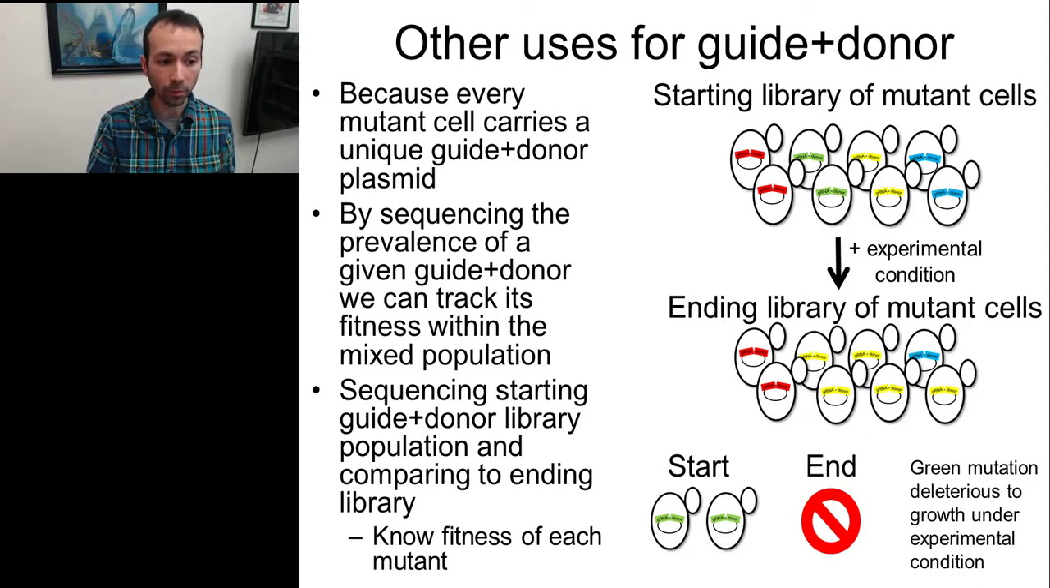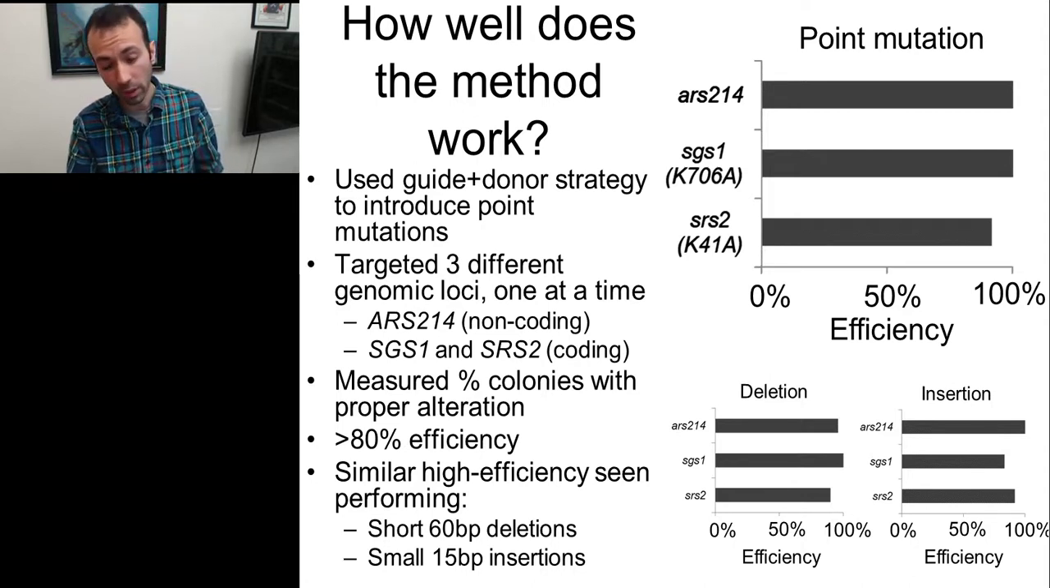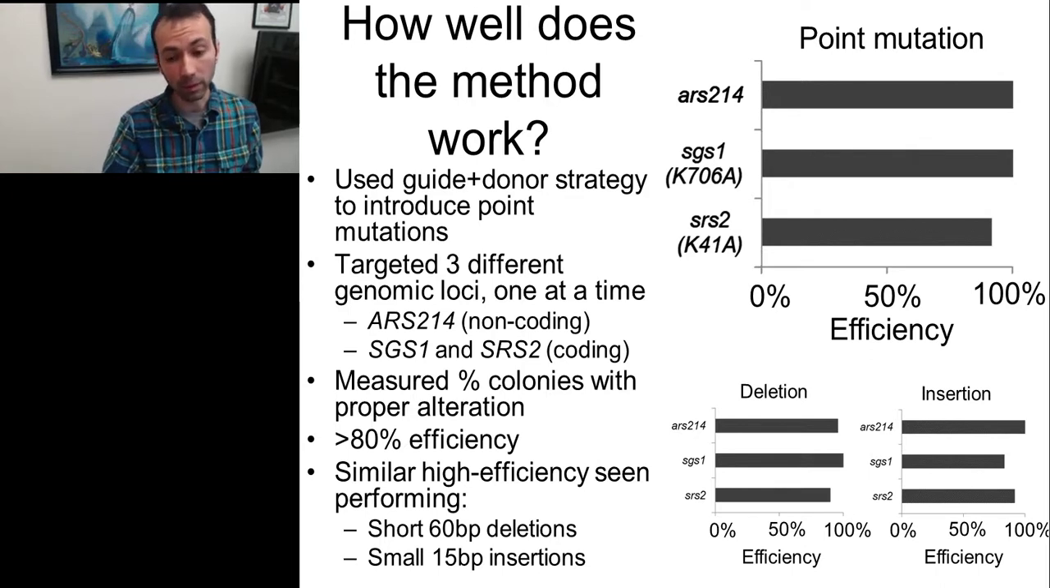So how well does our method work? We used our guide plus donor strategy to introduce point mutations into a series of loci. We tested 3 different loci, one at a time: RS214, which is a non-coding region, and SGS1 and SRS2, which are both coding regions in the yeast genome. I'm going to show you on the x-axis the efficiency of conversion. What you see is that we have about 80% efficiency of conversion when we use our guide plus donor strategy, with 80% of the colonies arising post-transformation having the mutation we designed.